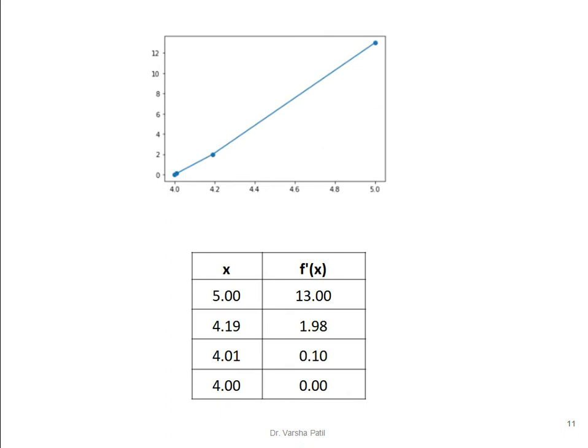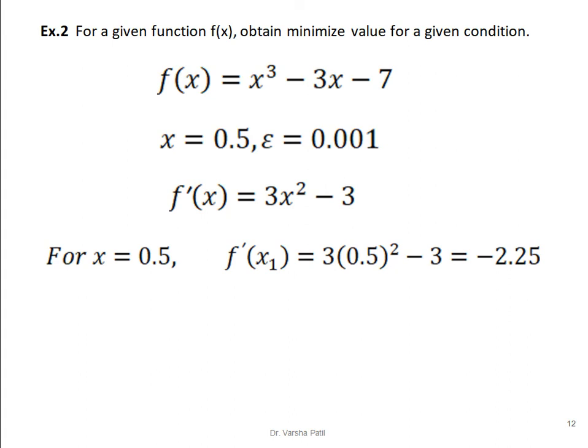So this is the graphical representation. We started with the value 13.00 at the starting point, that is f dash x, and when x is 4.00 we are getting the minimized value for this given function.